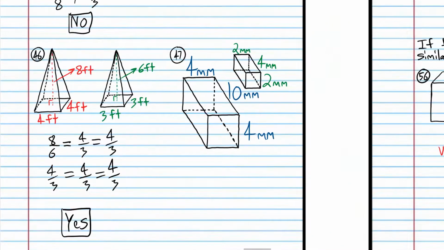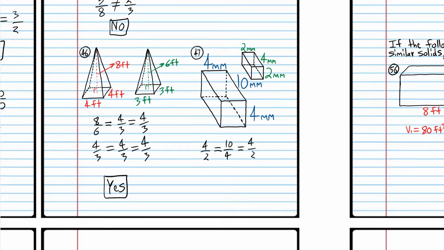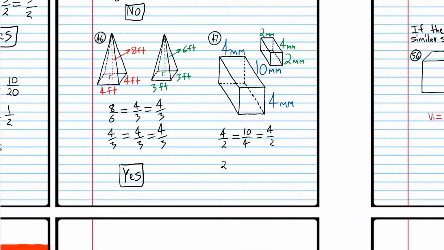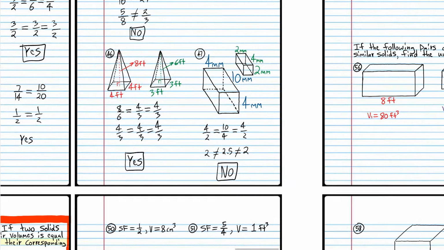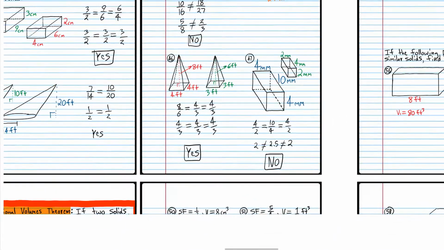All right, we're back. 4/2, we'll see if that's equal to 10/4, and we'll see if that's equal to 4/2. And 4/2 is just 2, obviously. 10/4, you can get a calculator if you want, but that's 2.5, and then we get 2. So obviously this is not correct, and so they are not similar solids. So if you got that answer, good job. Again, similarity is pretty easy to deal with.